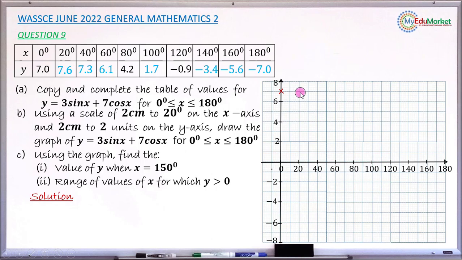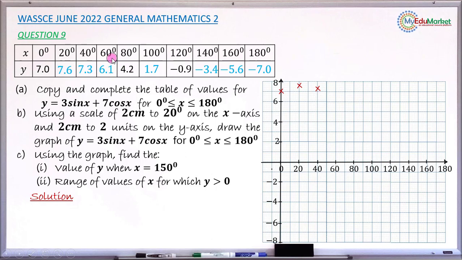So 7.6 will now be on top of this 7, 3 small divisions there. So I'm going to make a marker there. Look at it. So next point is when x is 40, y is 7.3. This is x40. Y 7.3 will just be 1.5 small divisions on top of this 7. So I'm going to make a marker there.